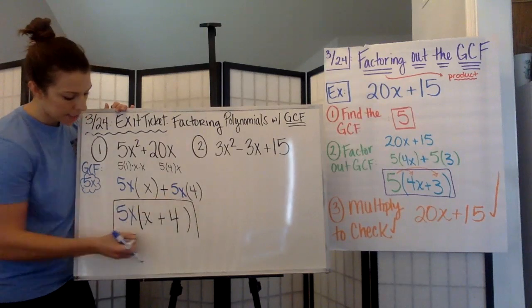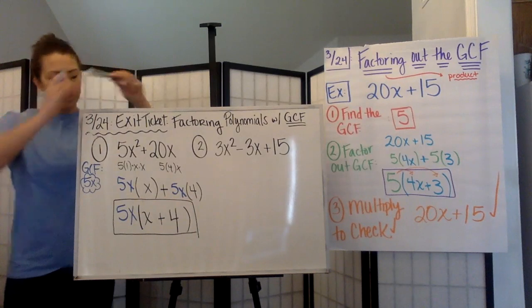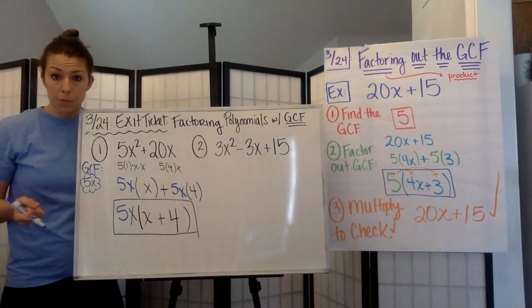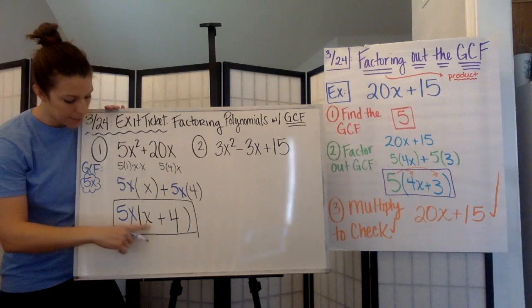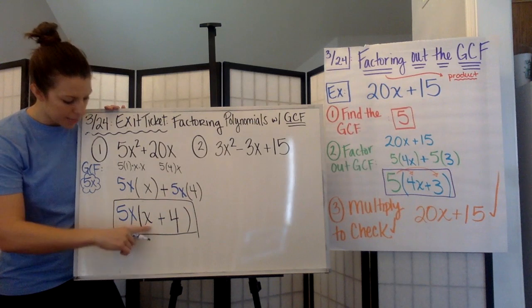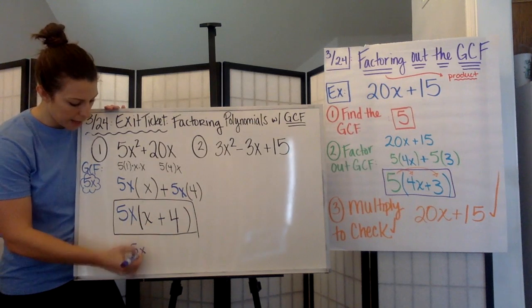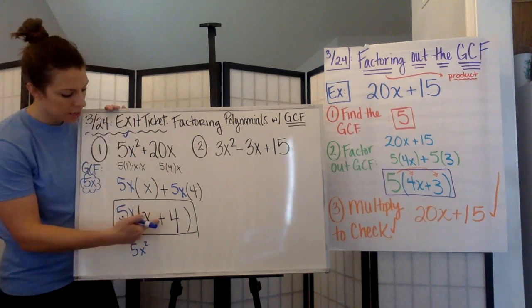And we have successfully factored. Now, it's always a good idea to multiply to check. This one, let's just do in our heads. 5x times x, well, x times x is x squared, so 5x times x is 5x squared. So that already shows me that my first term is right.